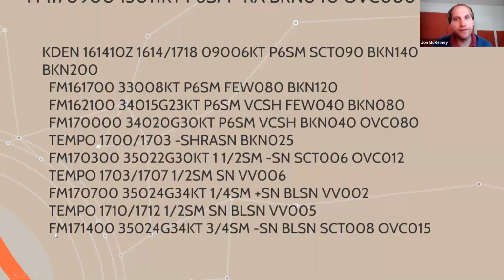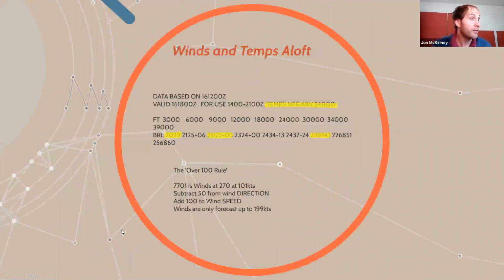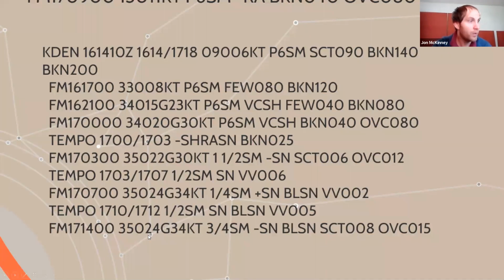Okay, and our last line of this TAF for Denver is the 17th day at 14 Zulu until the 17th day at 18 Zulu. So you've got to go back to the top, the very first issue time. From the 17th at 14 Zulu until the 17th at 18 Zulu, the forecast for that 4-hour window is 350 true, 24 knots, gusting 34, 3/4 statute mile visibility, light snow, blowing snow, scattered 800 AGL, overcast 1500 AGL. Hooray for weather products.